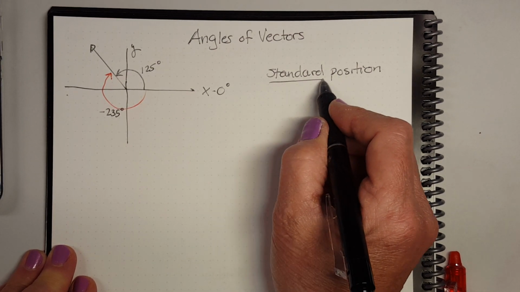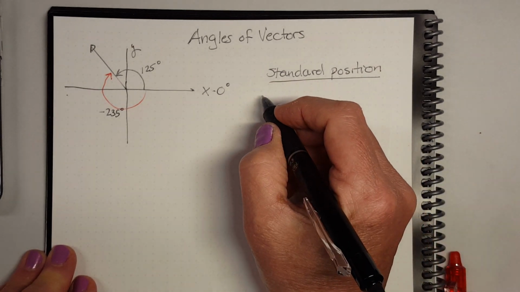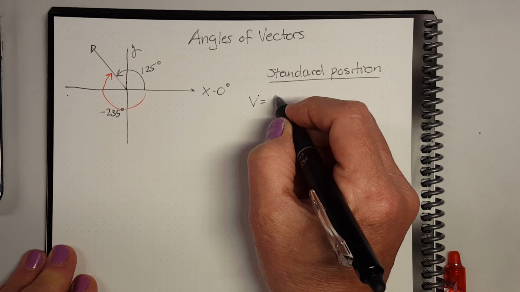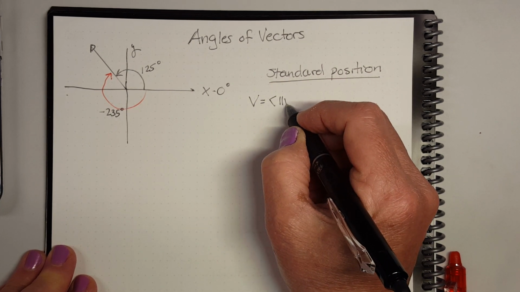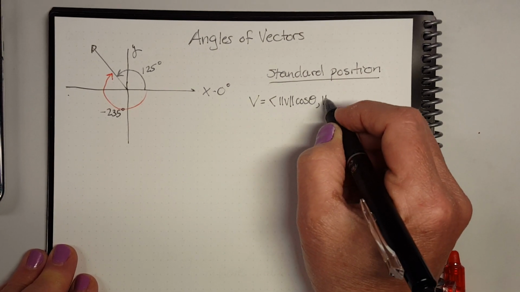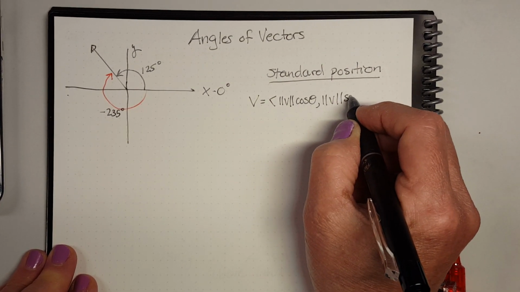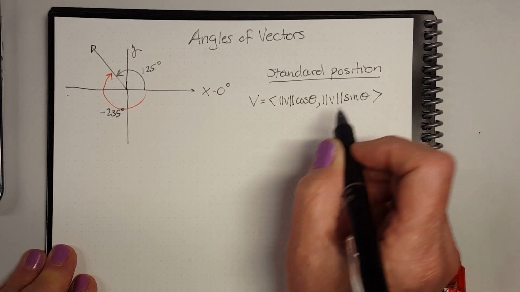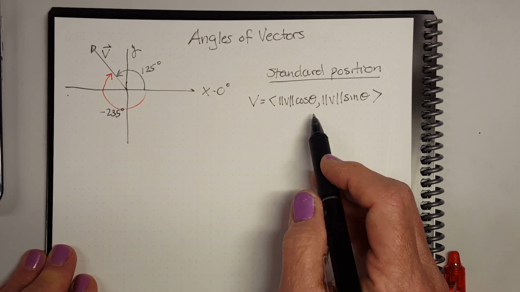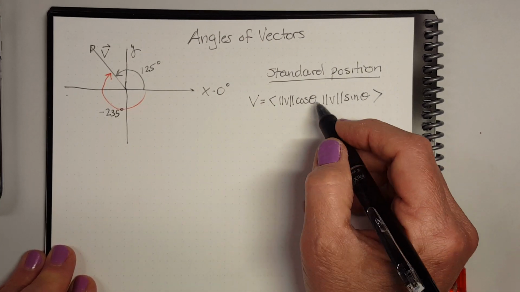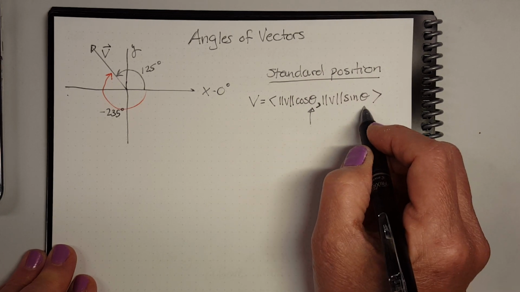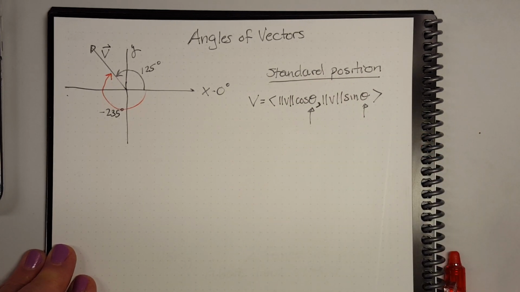And we know that this is an important concept in math because if I want to write my vector in component form, my vector in component form can be written as the magnitude of the vector times the cosine of the angle, and the magnitude of the vector times the sine of the angle. I can just multiply whatever this vector v magnitude is by the cosine and the sine to get my component form, but only if the angle is in the standard position from the 0-degree line.